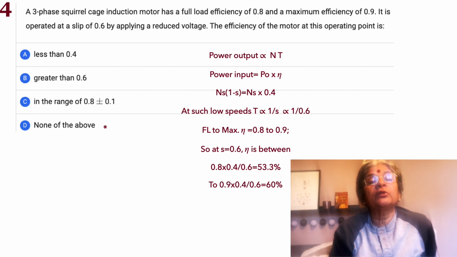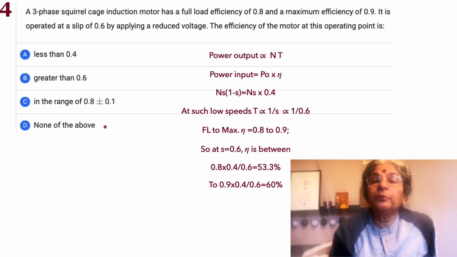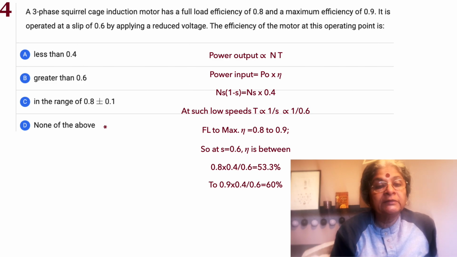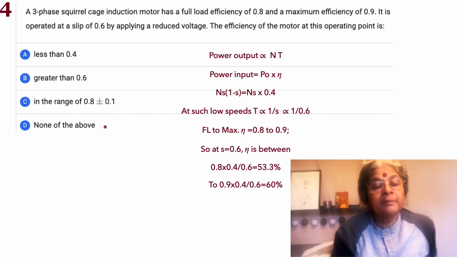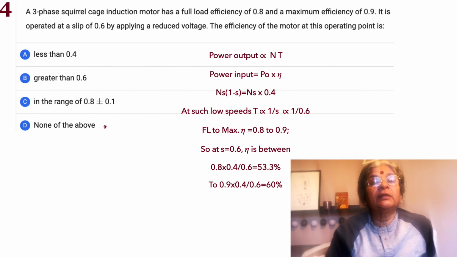Okay, the efficiency of the motor at this operating point is going to be very poor. Why? Because we are running it at a low speed, so the output is affected by both the torque and the speed. So now the options: less than 40%, this seems like a good answer because efficiency is poor; greater than 60%, which means that anything can be an answer; in the range of 80%, 0.8 plus or minus 0.1, or 80 to 90%; none of the above. None of the above does not seem to be a good answer, but let's see how it goes.